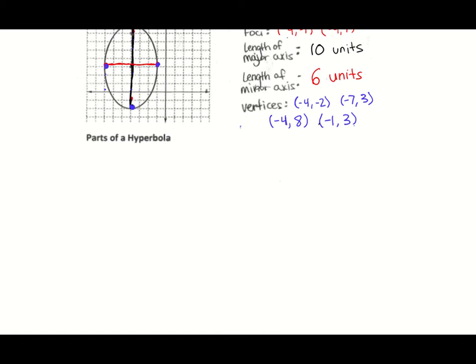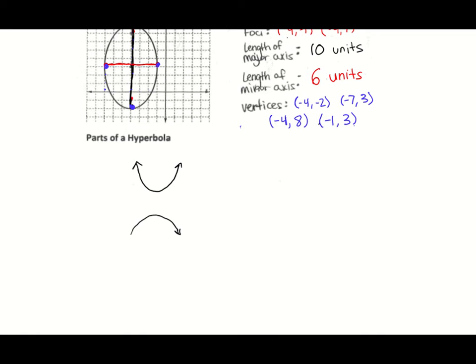Our next conic section is a hyperbola. So remember, a hyperbola is kind of like a parabola, but now we have 2 curves instead of 1. So I'm going to start by drawing our 2 curves. We have one curve going upward and our other curve going downward.